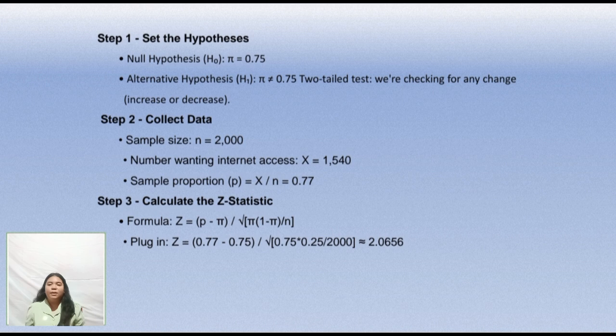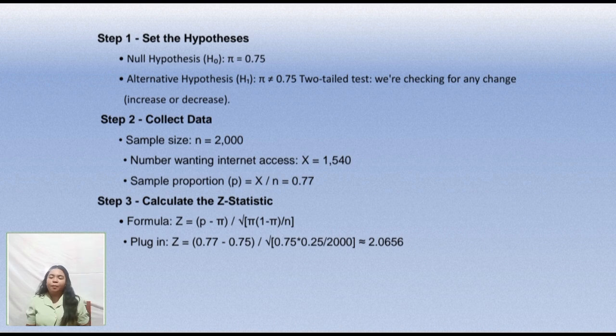Step 2 is to determine the critical values using the significance level of 0.05 split between two tails, so that would be 0.025 in each tail. From the Z distribution, the critical values are plus or minus 1.96. We check if the test statistic is less than negative 1.96 or greater than 1.96.